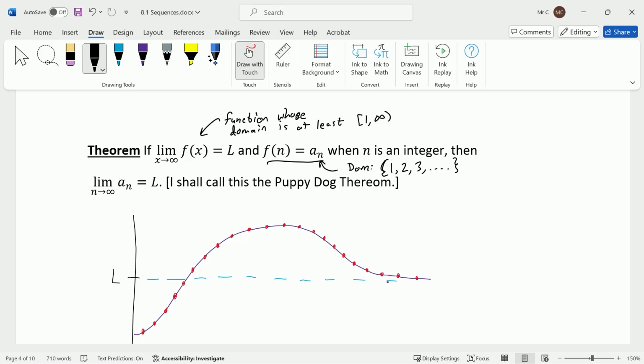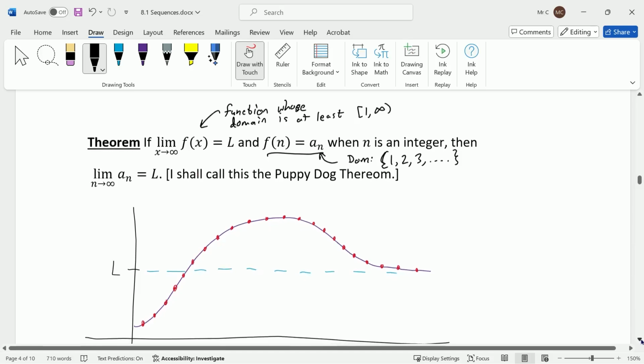So because this sequence is following the function like a little lost dog, I call this the puppy dog theorem, mainly because it doesn't have a name as far as I've ever heard, and I refer to it a lot, so I got to give it a name. It comes up too often not to call it something.